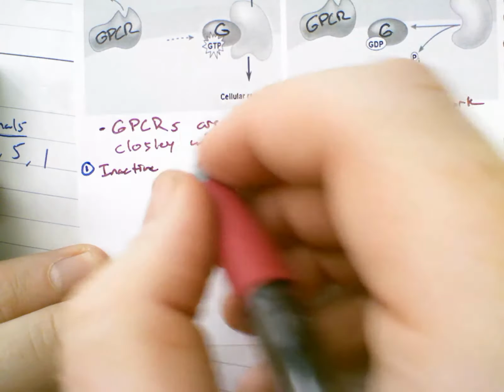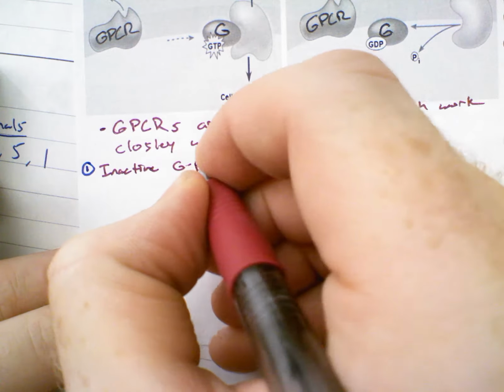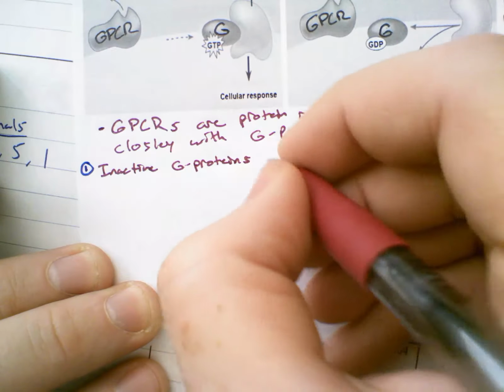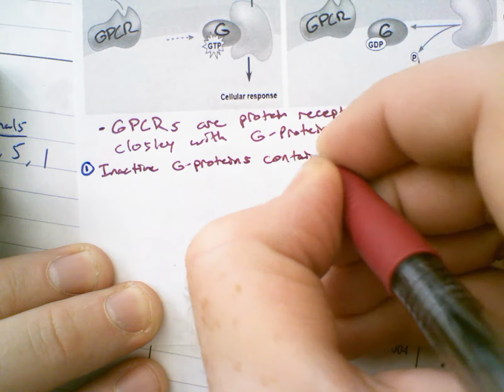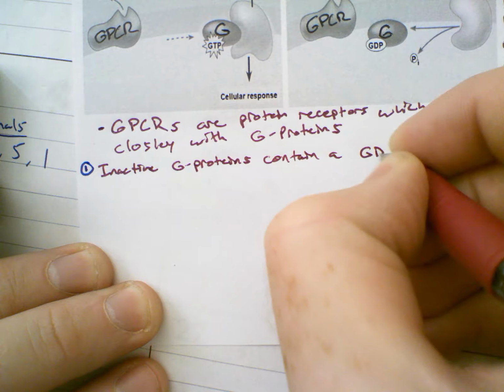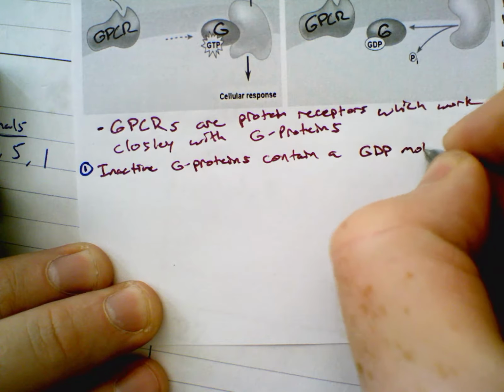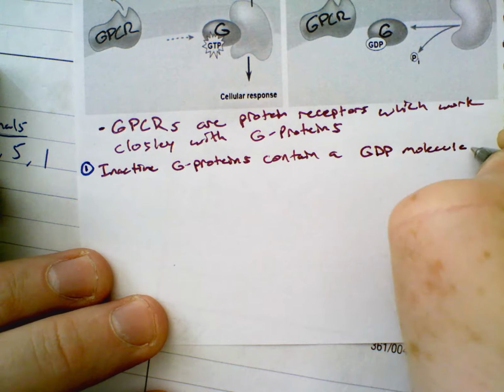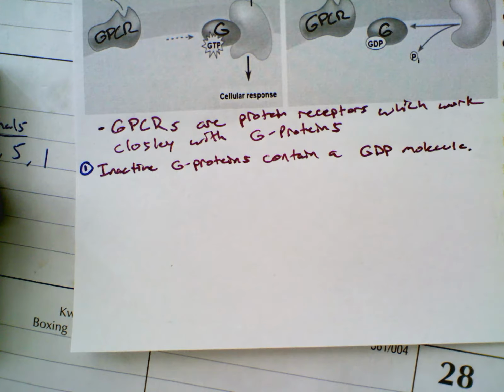Okay, so inactive G proteins contain a GDP molecule. Okay. I originally was going to write this on the sketch note, but I don't think I need to, because I'm just going to tell you this now, and you're going to remember it.